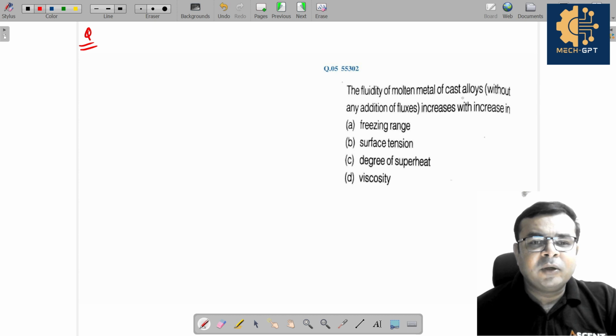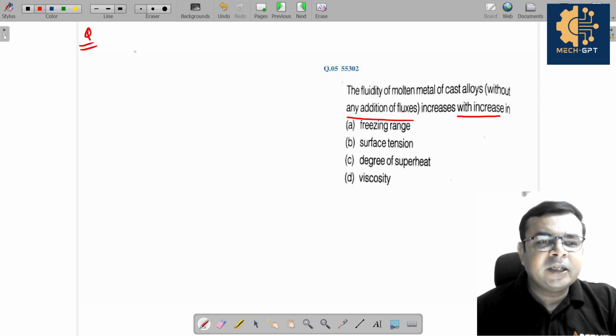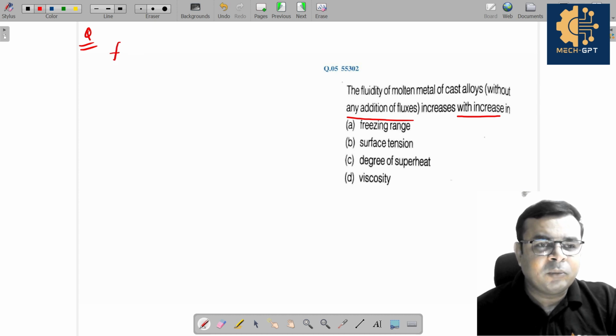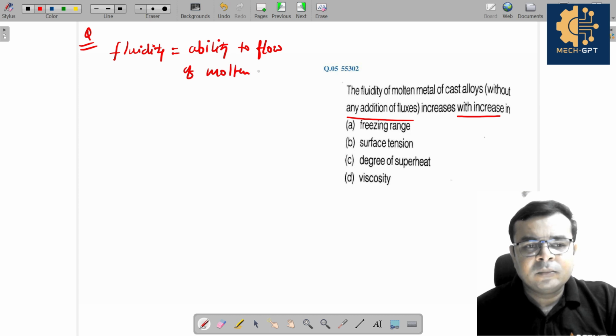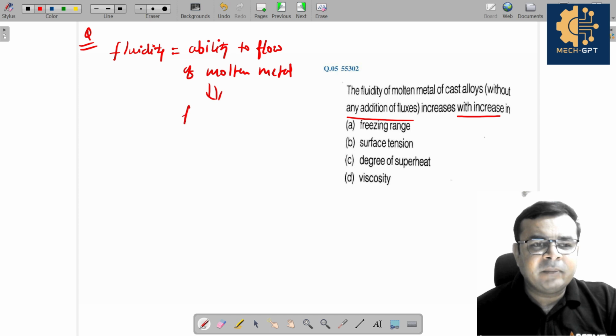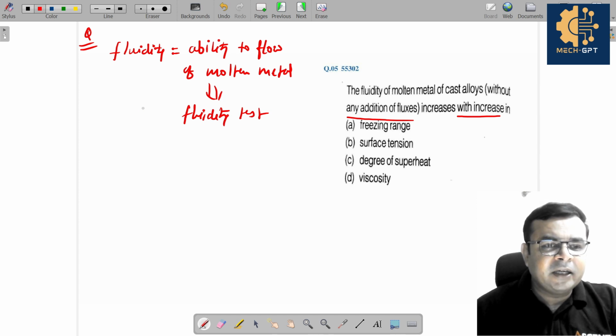The fluidity of the molten metal of a cast alloy without any addition of fluxes increases with increasing what? So fluidity means the ability of the molten metal to flow. Correct? And it is obtained by a test which is named the fluidity test, and especially the spiral fluidity test.